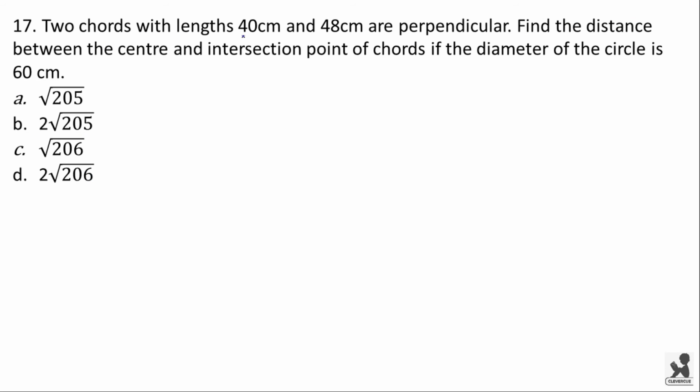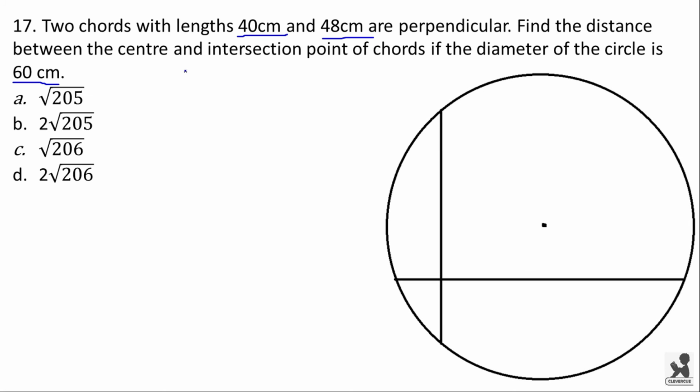Two chords with lengths 40 centimeters and 48 centimeters are perpendicular. Find the distance between the center and intersection point of chords if the diameter of the circle is 60 centimeters. Let us draw a circle. Now two chords have lengths 40 and 48 centimeters respectively, and they are perpendicular. Now draw a line which is perpendicular to the chord.